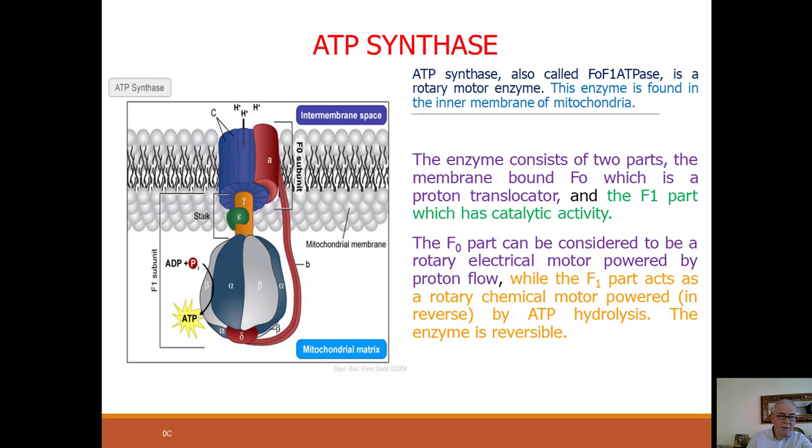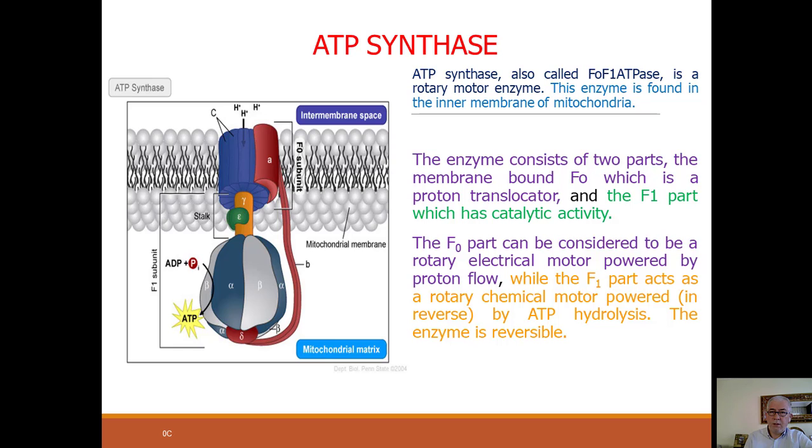The ATP synthase enzyme provides a channel for those protons, and it has a key role in ATP synthesis. The potential energy from these proton gradients is often used to perform biological work. And ATP synthase, also called F0 F1 ATPase, is a rotary motor enzyme.